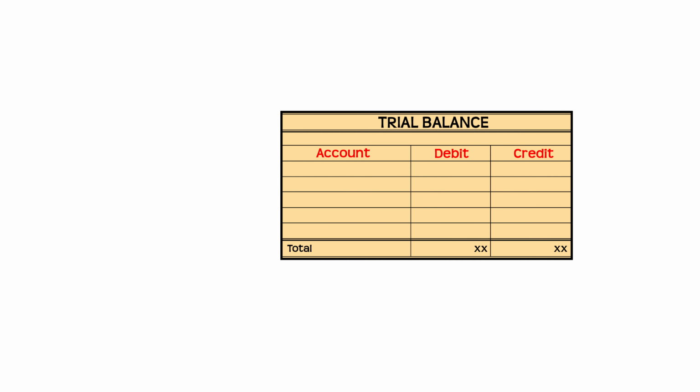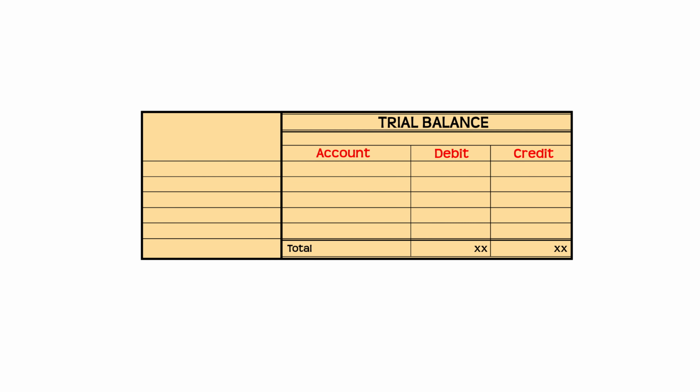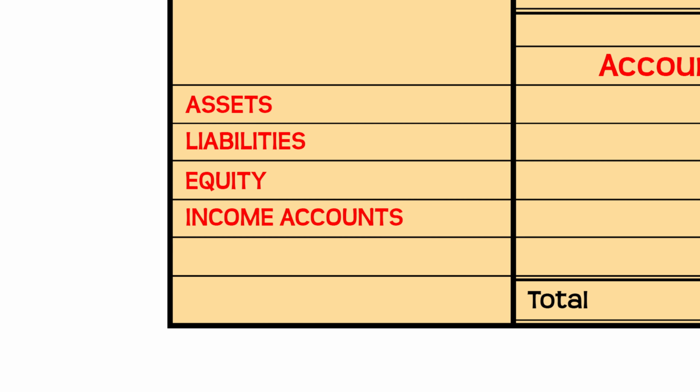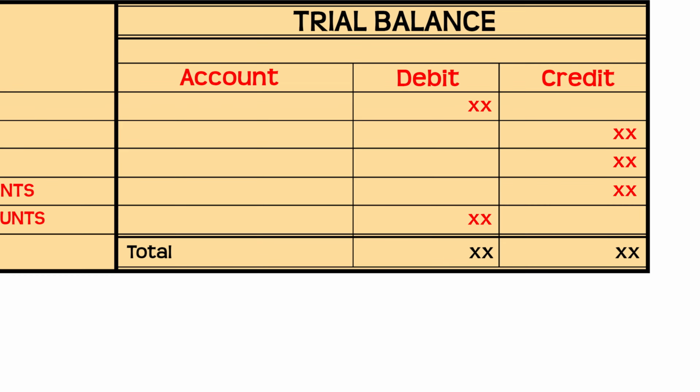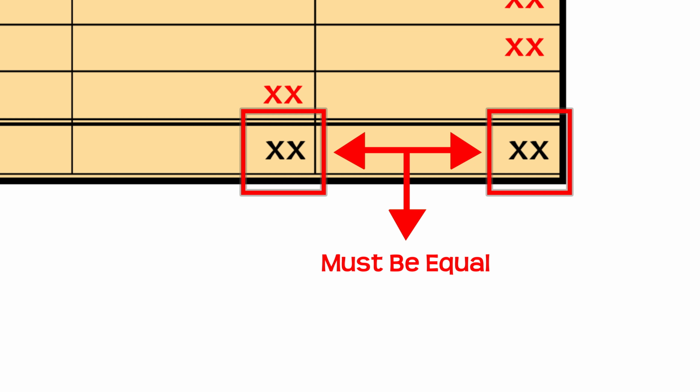In the preparation of the trial balance, list all the accounts vertically in the following order: assets, liabilities, equity, income accounts, and lastly, the expense accounts. Then, list the amount of each respective account in either the debit column or the credit column. After that, total the amount of each column. Take note that the total amount of the debit must equal that of the credit side.